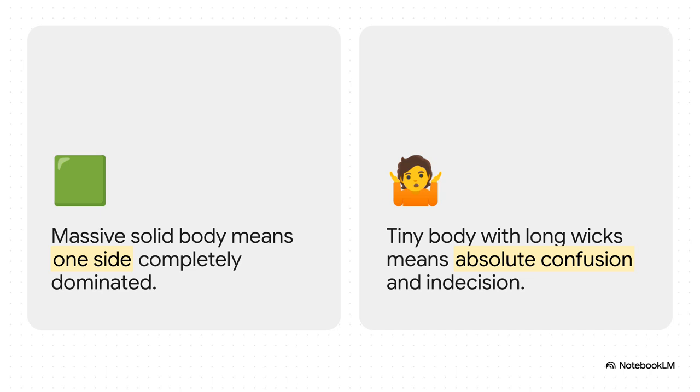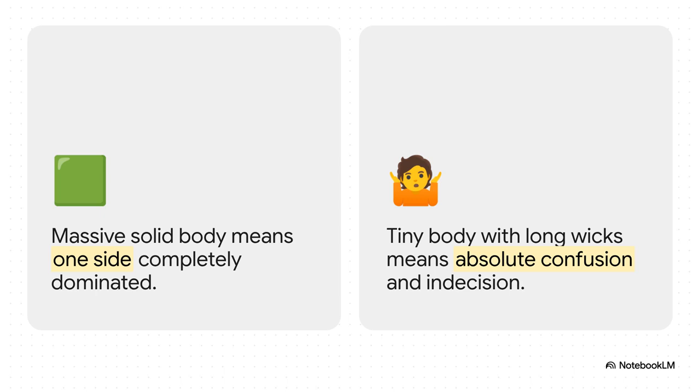So when you look at the final candle generated by all that supermarket chaos, you aren't just looking at a colored box anymore. You're looking at the footprint of human emotion. If you see a massive, solid body with almost no wicks, well, that tells you instantly that one side completely dominated the other from the opening bell right to the close.